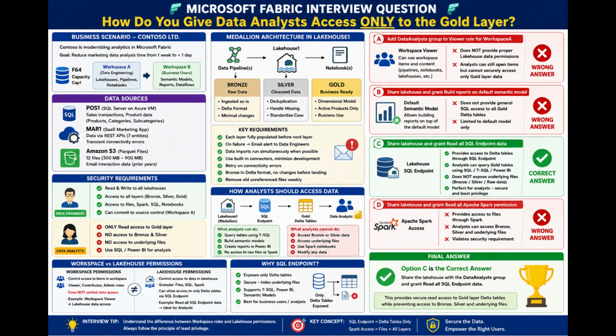Okay. So now the second step is you should understand the lakehouse access. A Fabric lakehouse actually exposes multiple ways to access data. Think about it. One lakehouse provides files, delta tables, Apache Spark, and a SQL endpoint. Now the permissions are different for exposing these different parts. This is where most candidates get confused. So let's go through the options one by one and see which option is correct.